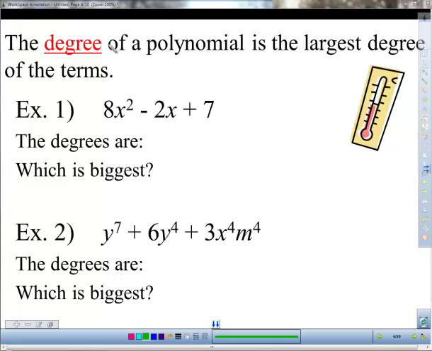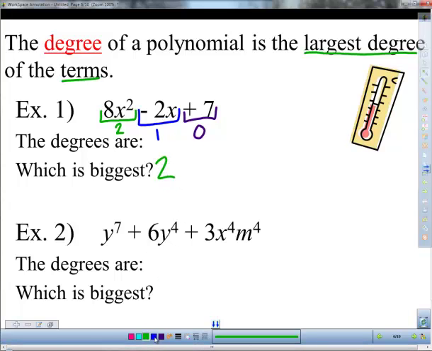So when looking at the degree of a polynomial, it is the largest degree of the terms. So we look at this term right here, and we figure out what the degree is. So that would be degree 2. And then we look at this next term, and the degree here would be a 1. And then the next term would be a 0. So the degrees are 2, 1, and 0. The biggest one would be the 2.